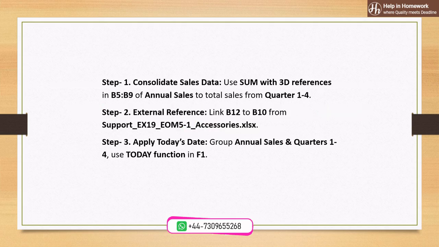Step 1. Consolidate sales data. Use SUM with 3D references in B5, B9 of annual sales to total sales from quarter 1 to 4. Step 2. External reference. Link B12 to B10 from support_EX19_EOM5-1_accessories.xlsx. Step 3. Apply today's date, group annual sales and quarters 1 to 4, use TODAY function in F1.